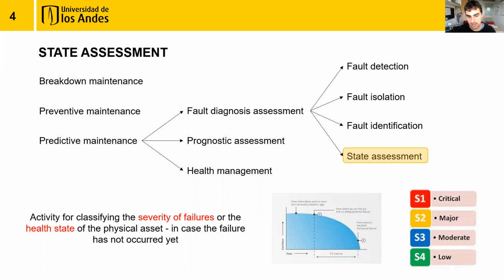So we have here the PF curve, in which we have the condition on the y-axis and the time on the x-axis, and the condition goes lower throughout the life cycle of our equipment. The state assessment consists in identifying the health state of the equipment, where here we have a failure, and here we have the initial of the failure. In case the failure has not occurred yet, it consists in classifying the health state, so its position in the PF curve, or in case we have a failure, identifying the severity of the failure.